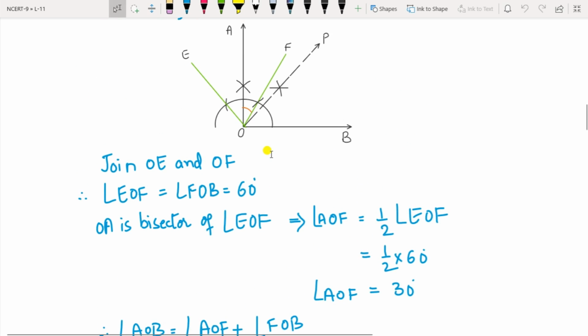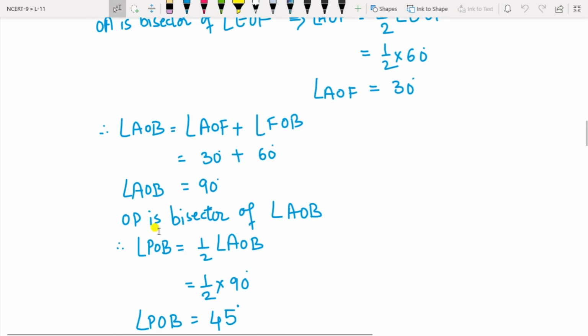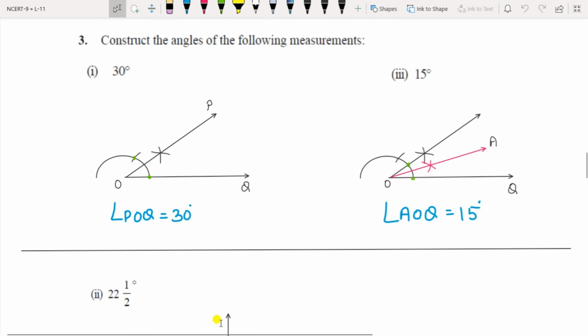And OP is the bisector. Now OP is the bisector of this angle AOB. So POB is equal to half of AOB here. So half of 90 will be 45. Therefore POB is 45.